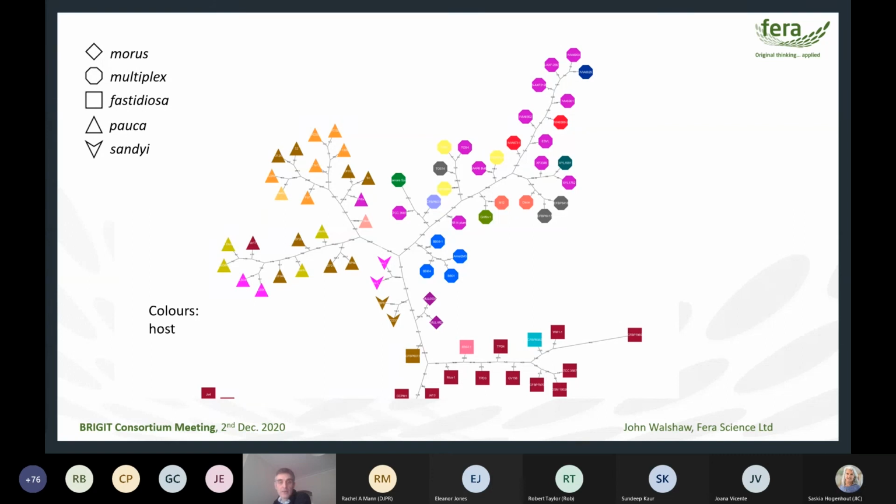So we've got our fastidiosa in the bottom. Say sort of top left is pauca, top right is multiplex, and we see morus in the middle, which fits in with the received wisdom about the origin of that. We've also got the sandii in that location, so that's good.